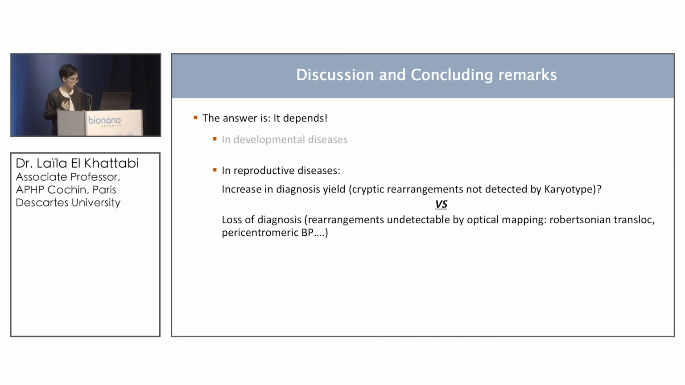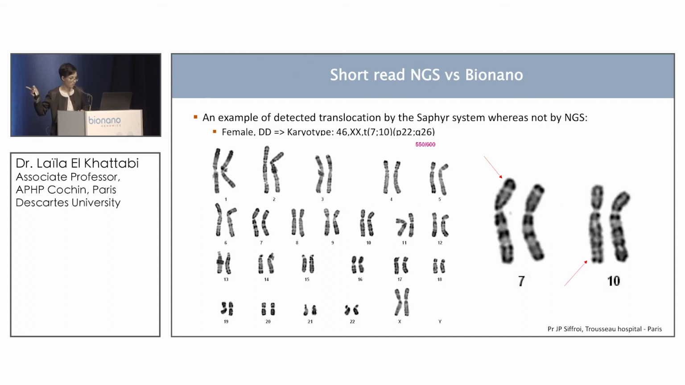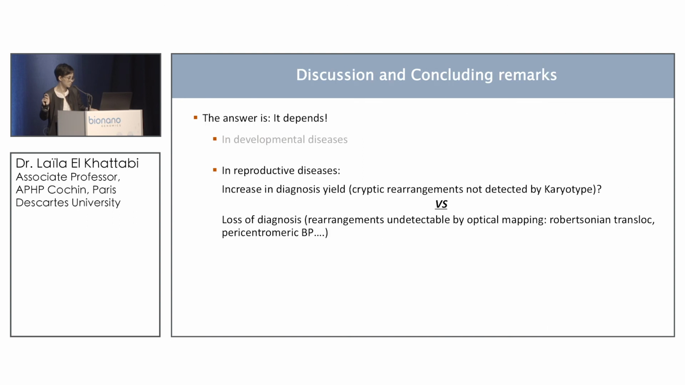And for reproductive diseases, this really needs to be evaluated. You have to weigh the increase that you are expecting in diagnostic yield, meaning that you will recover cryptic rearrangements, because honestly, in the case that I showed you, it was really hard. It's one of my colleagues who saw the translocation. This translocation is really hard to detect by eye between this piece and this. Honestly, some cytogeneticists, I think they would have missed this one. So at least for cryptic rearrangements, we think that it will improve the diagnostic yield.